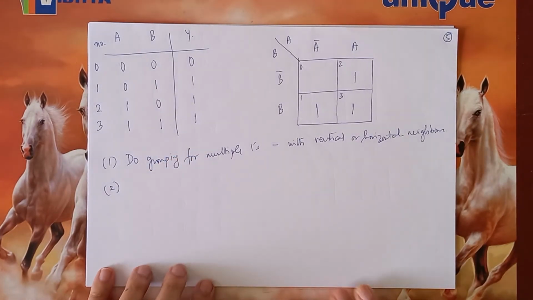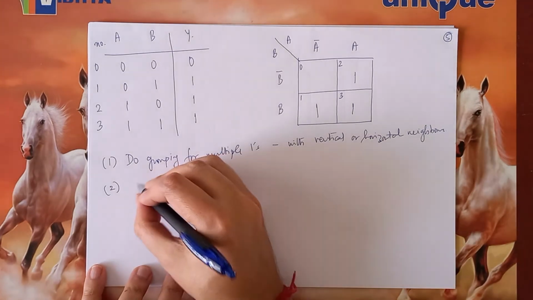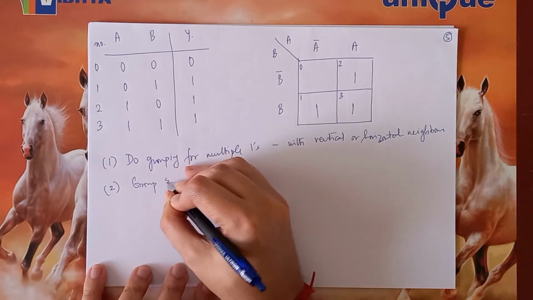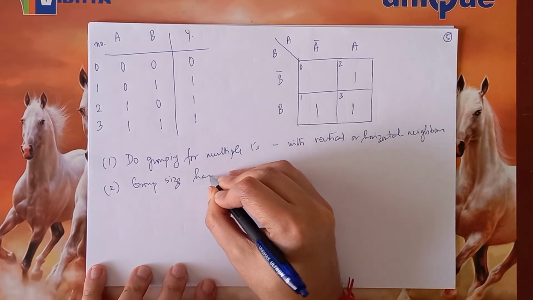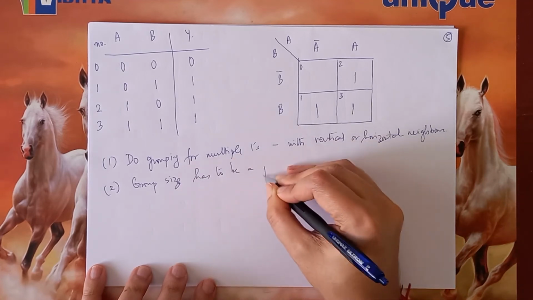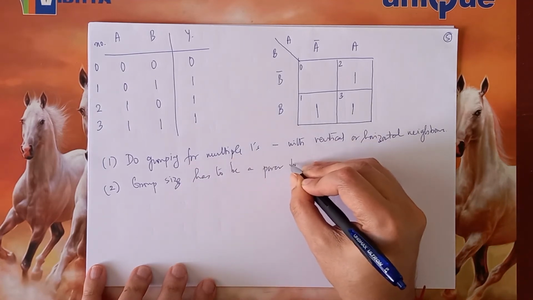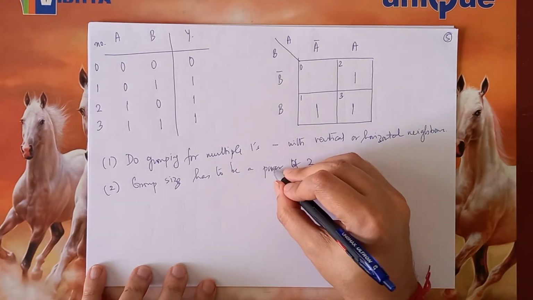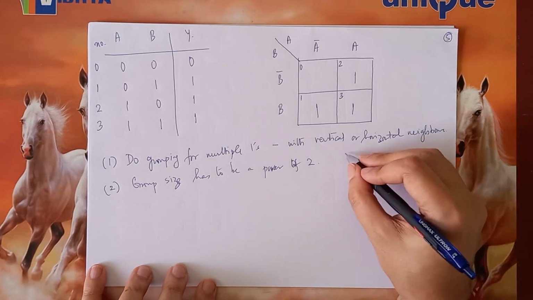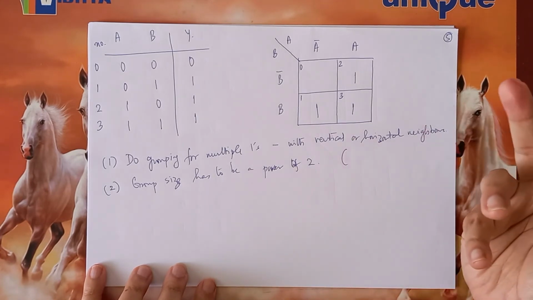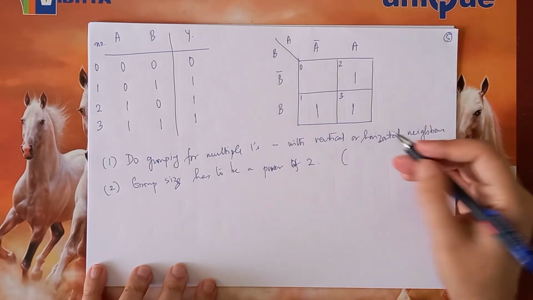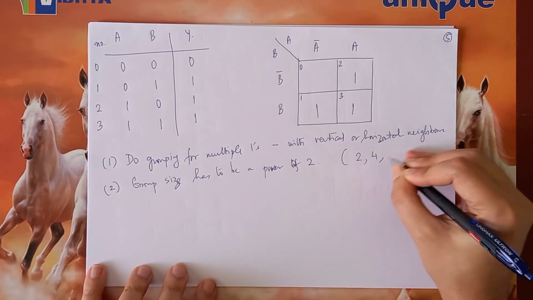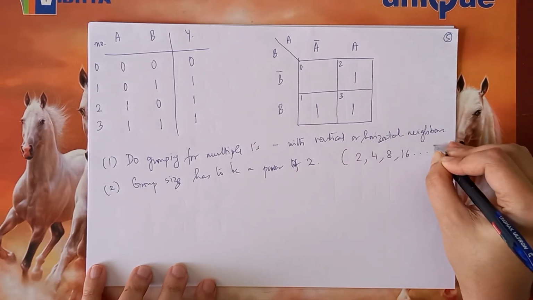The second rule is you cannot just group them anyhow. The group size has to be a power of 2. That is, well, 1 is also a power of 2, but then 1 is not a group. So you can make groups of 2, 4, 8, 16 and so on.